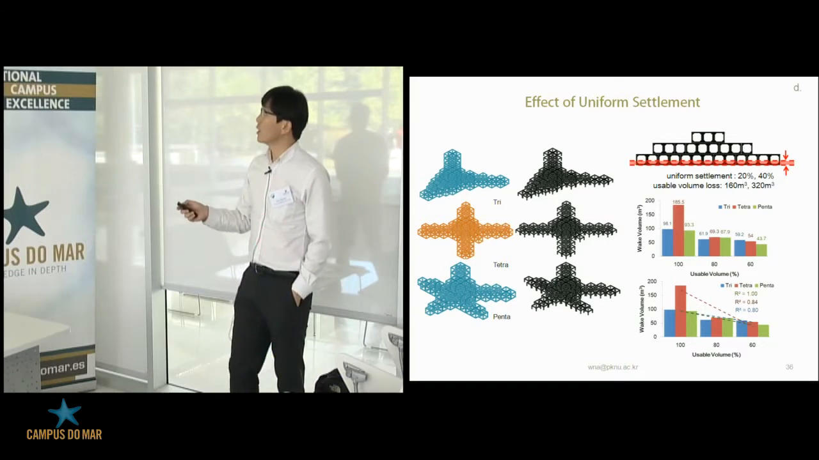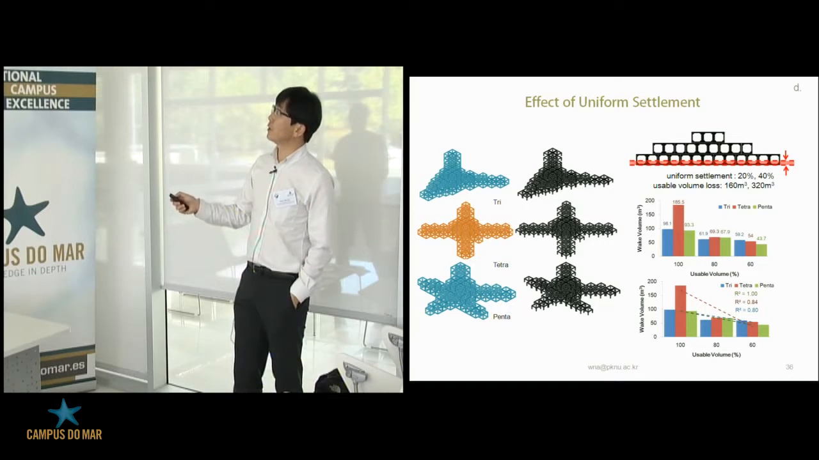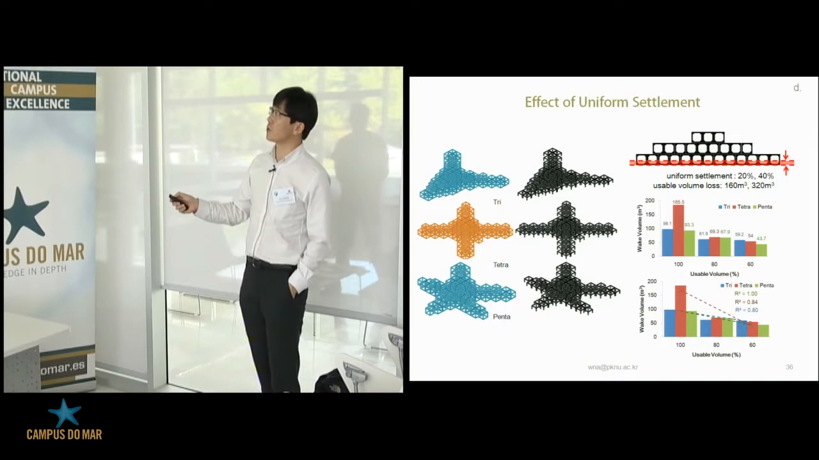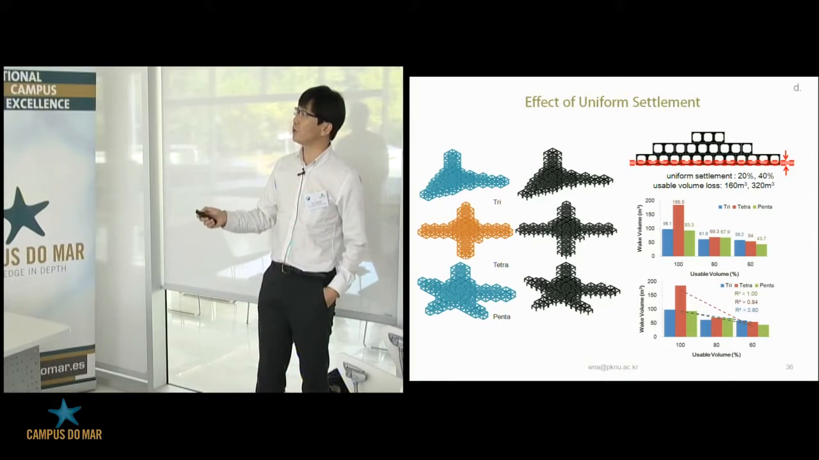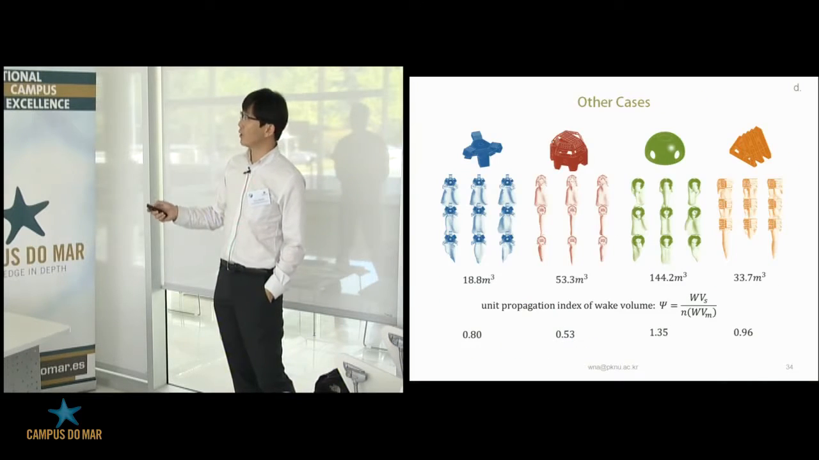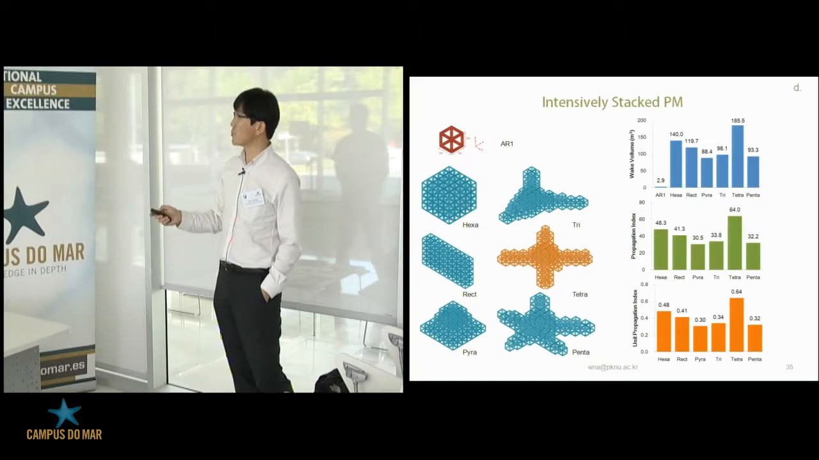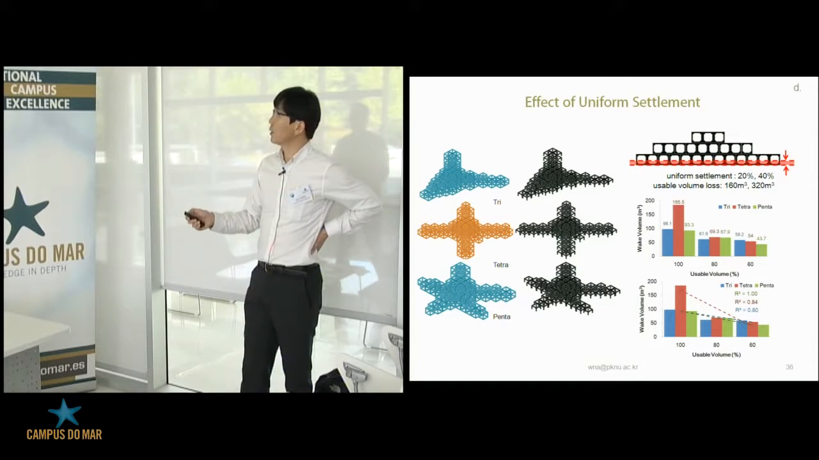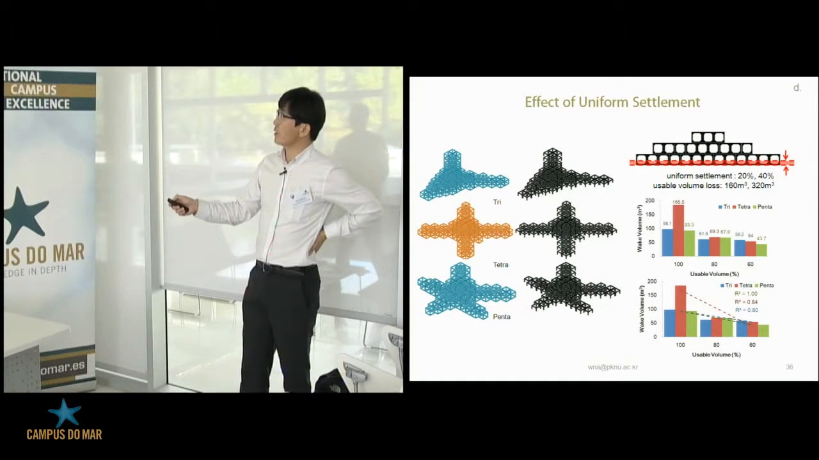So we intentionally show the uniform settlement, 20%, 40%, which means usable volume loss of 160 cubic meters, 320 cubic meters, etc. And then we calculate wake volume, and then we compare. So we found when the loss is 20%, how the wake volume is decreased, and when the loss is 40%, how it decreased.